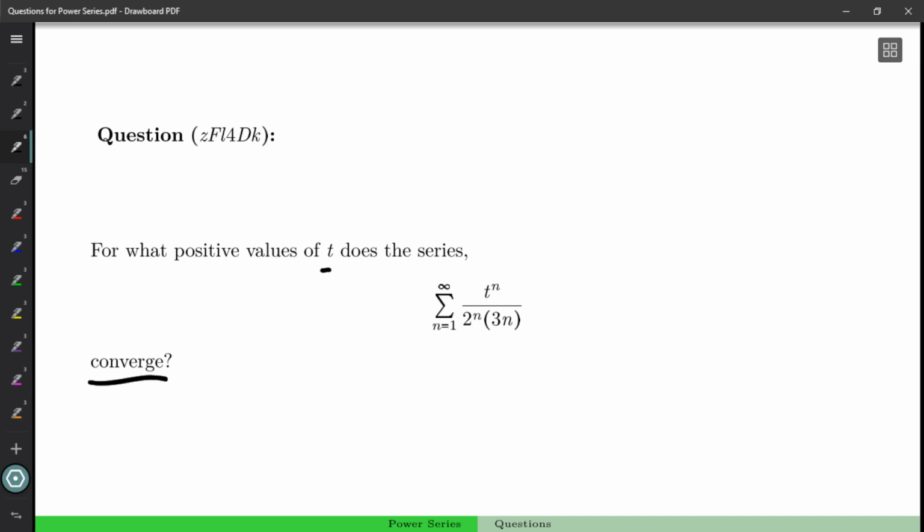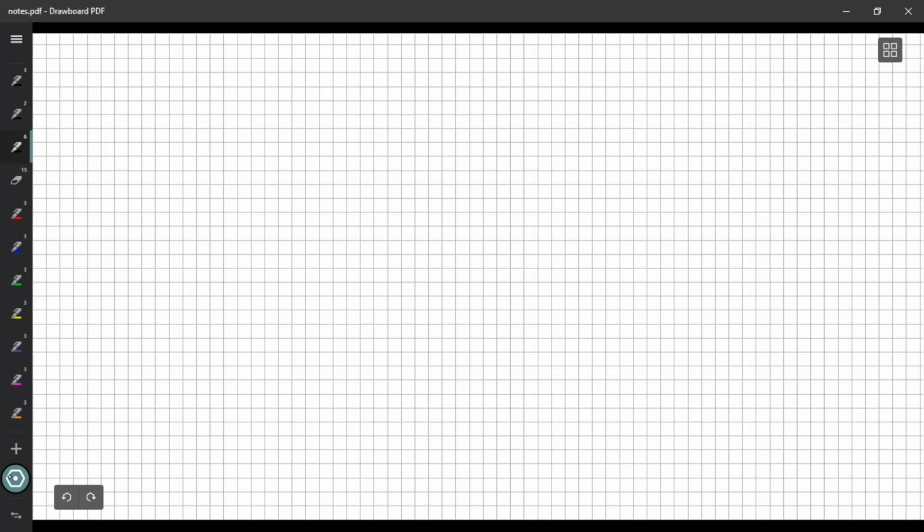Well, something that occurs to me might be we could use the ratio test. Now, why would I think ratio test? Well, there's a lot of division and products going on here. Not any sums or differences. So the ratio test is great with multiplications and divisions. Okay.